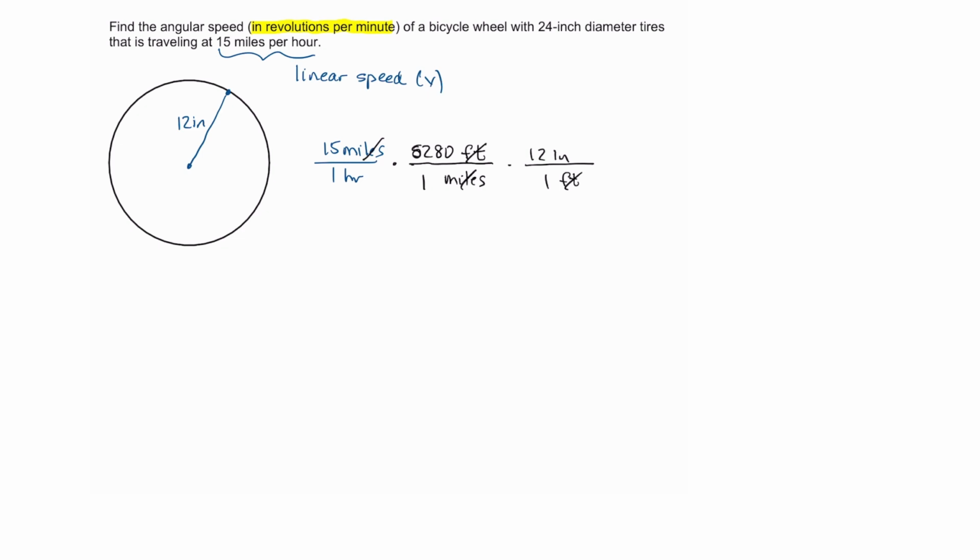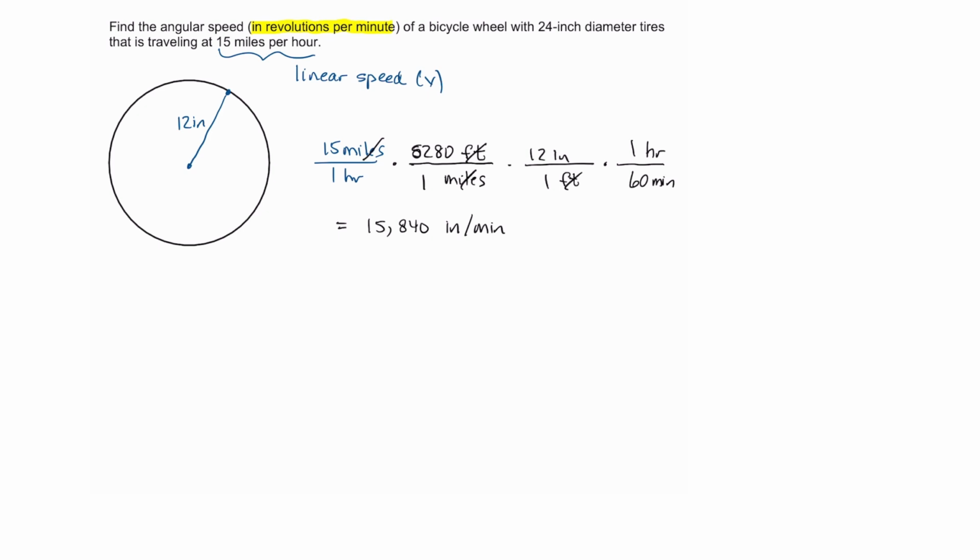Now we want to change hours to minutes. So since hours is in the denominator, I want to put hours in the numerator here. And I know that each hour has 60 minutes. So that right there is going to convert our linear speed into inches per minute. So let's see what that is. We have 15 times 5280 times 12, and that's our numerator, and then we're dividing by 60. So our final answer there is 15,840, and that's inches per minute. Now that, again, remember, is a linear speed.